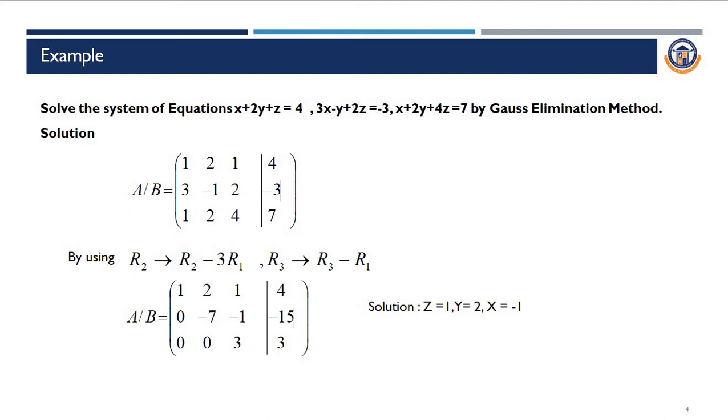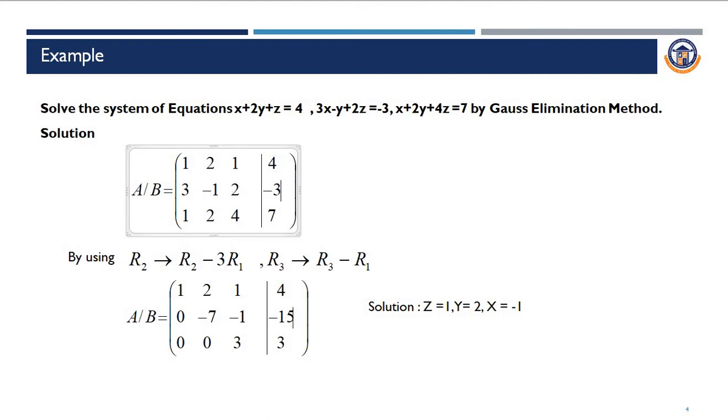Then in the second equation, the x coefficient is 3, the y coefficient is minus 1, then the z coefficient is 2, and the last constant I have to write as minus 3 as it is. If it is plus, you have to write plus. If it is minus, you have to take it as minus. No need to change the sign. Then the third equation as it is, x plus 2y plus 4z equal to 7.